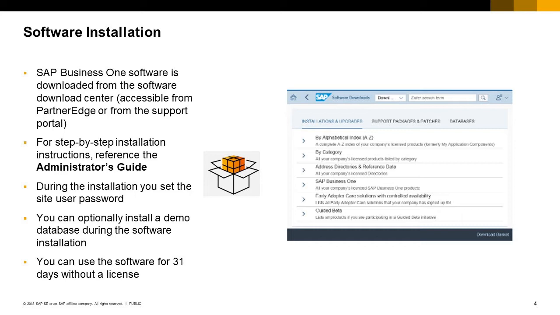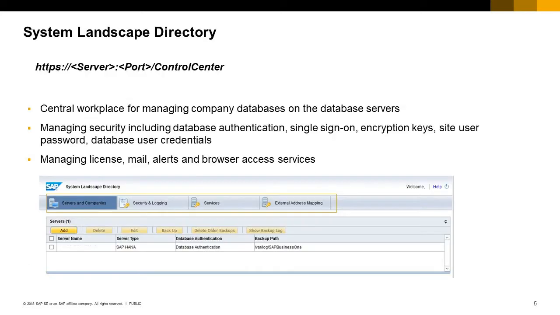You can run the newly installed SAP Business One product version for 31 days without a license. To continue working with the application after 31 days, you must install a valid license key assigned by SAP. The System Landscape Directory, SLD, is the central workplace for performing various administrative and security tasks. It is accessible from a web browser using the URL shown above.